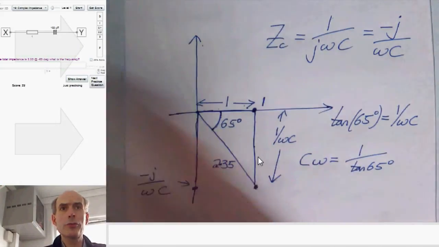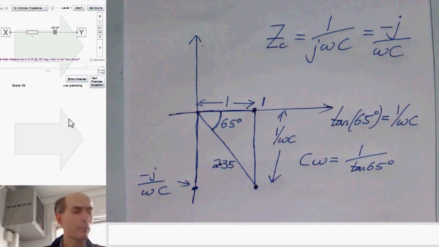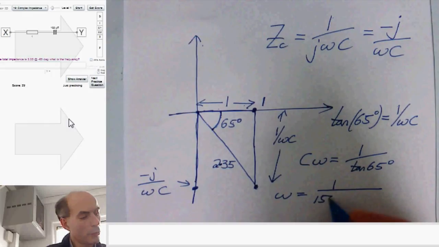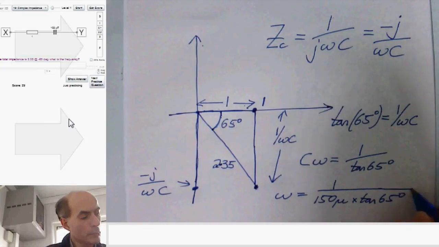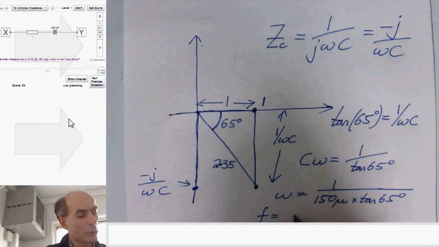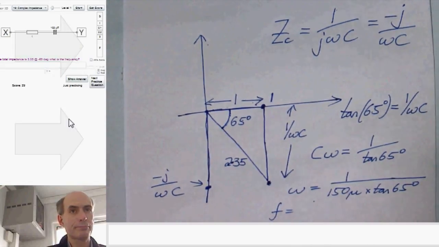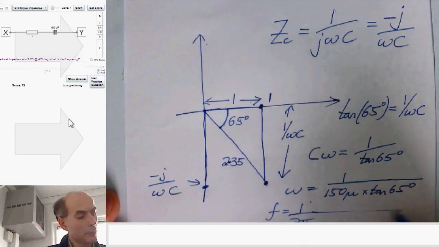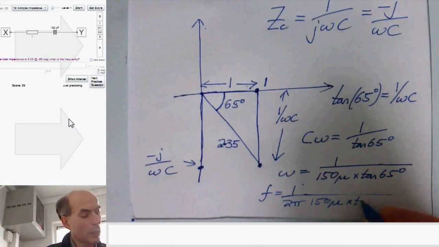We know the capacitance. The capacitor is 150 microfarads, so omega is going to be 1 over 150 microfarads times the tangent of 65 degrees. And therefore the frequency will be just 1 over 2 pi times the angular frequency there. 1 over 2 pi times 150 micro times tan 65 degrees.